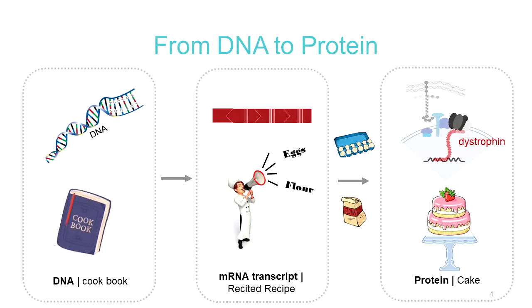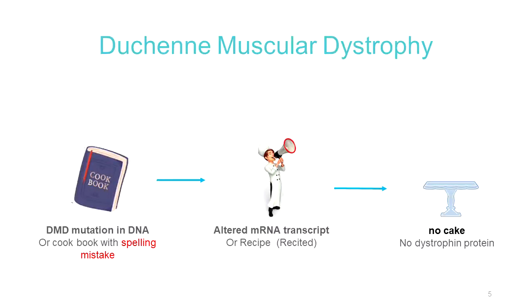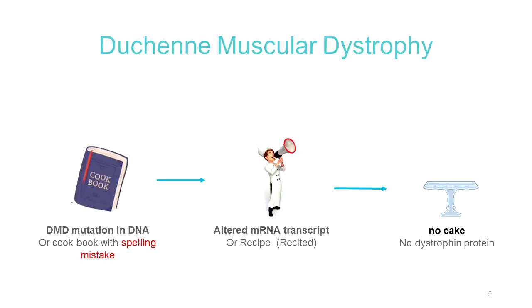So eggs, flour, and cake is a protein, which in this case is dystrophin. If we have a mistake in the DNA, the recipe is not going to be right, and we will not be able to build a protein or a cake, and in this case, dystrophin. And that's basically what it is. In our cookbook, if there's a spelling mistake, as I said, one mutation or deletion or a duplication of certain letters, the recipe is going to be altered and it will lead to no cake and no dystrophin.